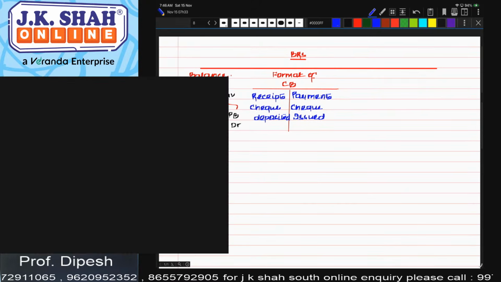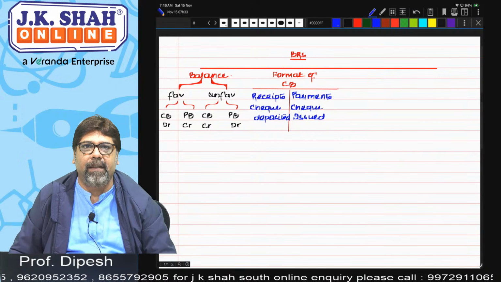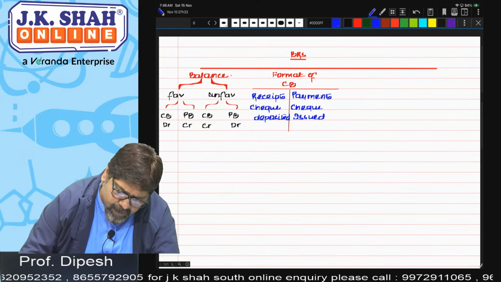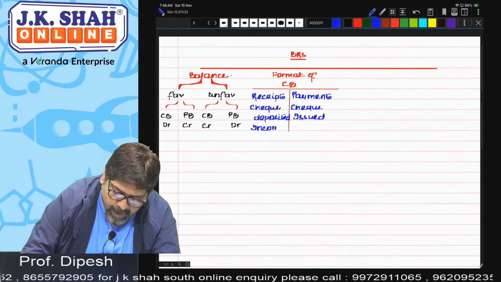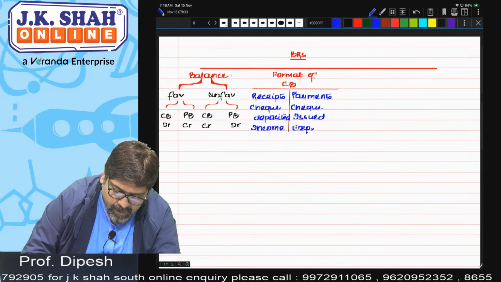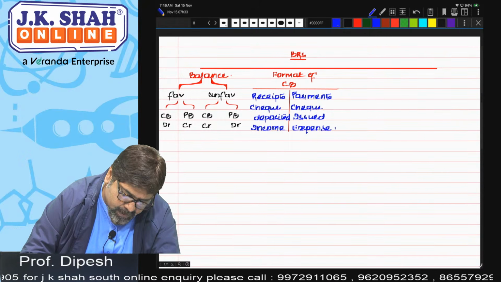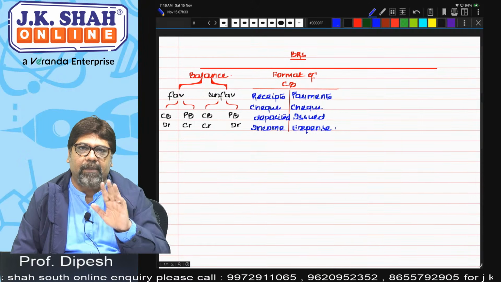Income will come on the receipt side. Expense will come on the payment side. Correct? Now, when you deposit a check, it will come on the receipt side.